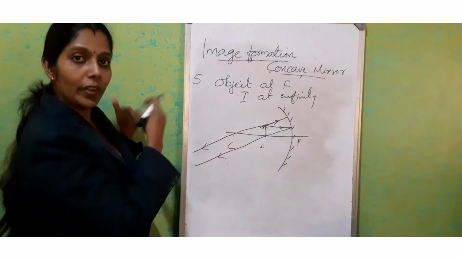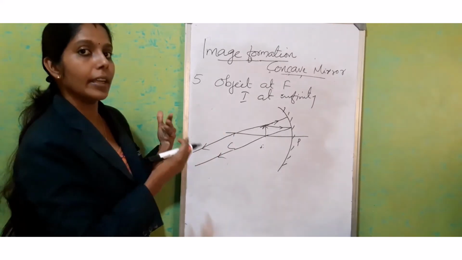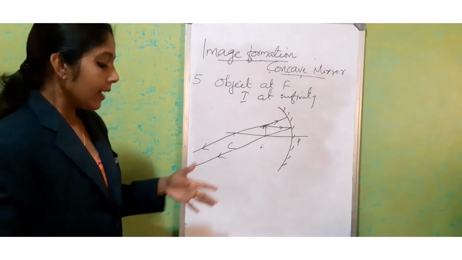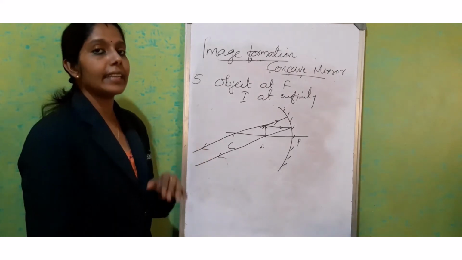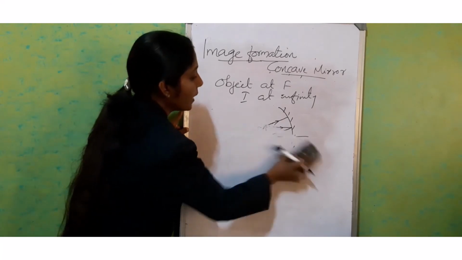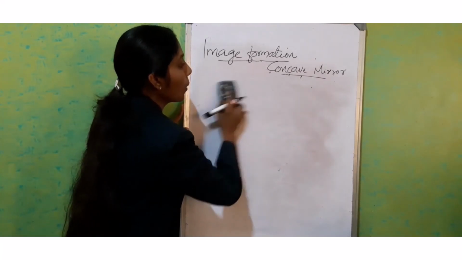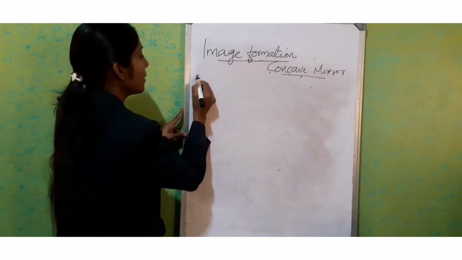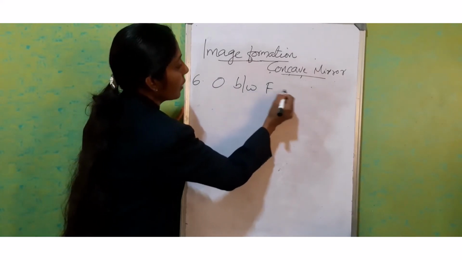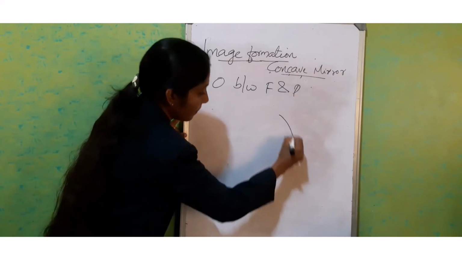Here, when it is moving away from the mirror, the size of the image is getting increased. Now the last condition, that is an exceptional case. Sixth condition: when the object is kept between the focus and the pole. Sixth condition, object between focus and pole.